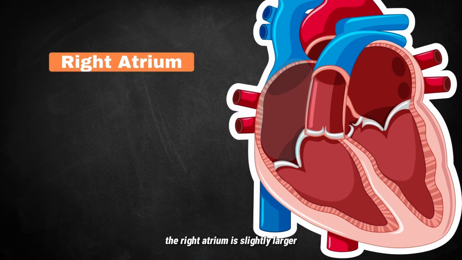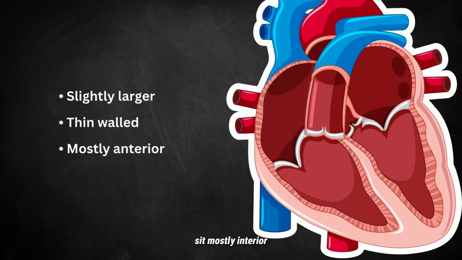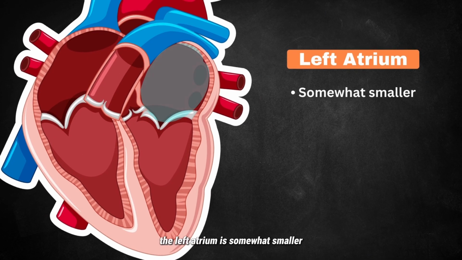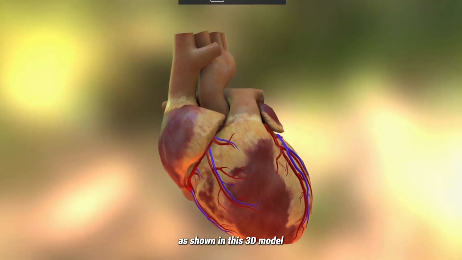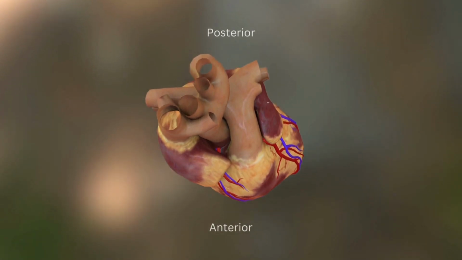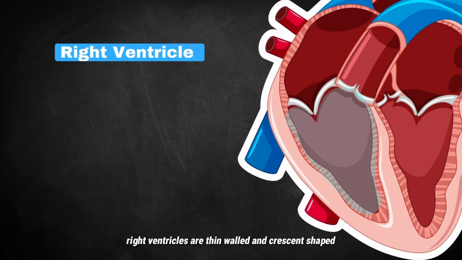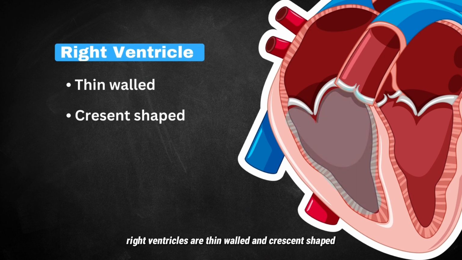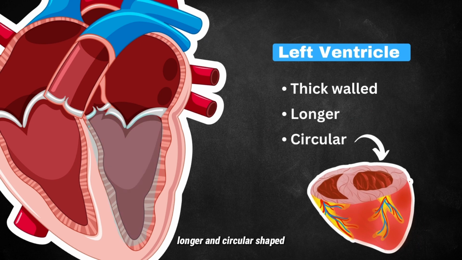The right atrium is slightly larger. Its walls are thin, and it sits mostly anterior. The left atrium is somewhat smaller, has thick walls, and sits mostly posterior, as shown in this 3D model. Right ventricles are thin-walled and crescent-shaped, while the left ventricle is thick-walled, longer, and circular-shaped. We'll go over why that is in another video.